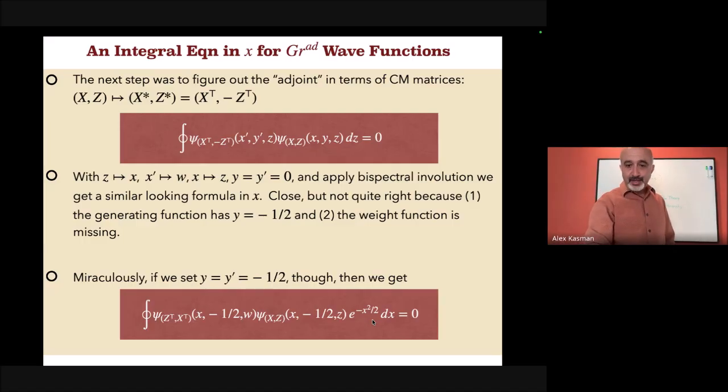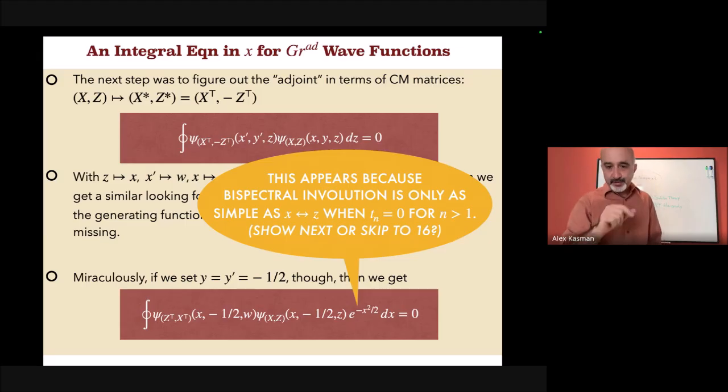I don't have time to show you that. I would if I had more time. It's actually pretty simple. It's not a complicated theorem, but basically, the bispectral involution is as simple as switching x and z as long as all of the times are 0. But if t2 is not 0, if it's -1/2, this magically appears, which was an indication to me that I was on the right track, because I thought I had two problems, that this was in z instead of x, and that this function wasn't there. But it turns out solving one of the problems solved the other.